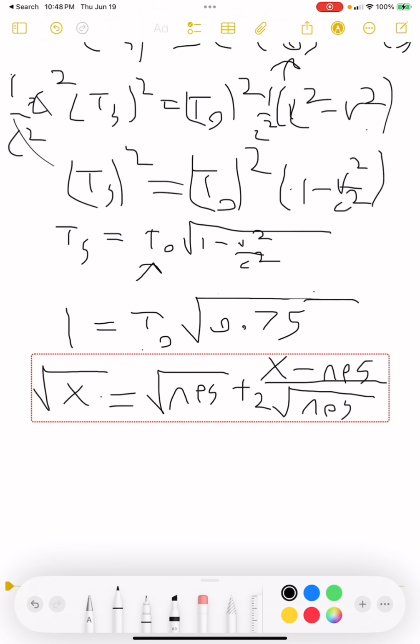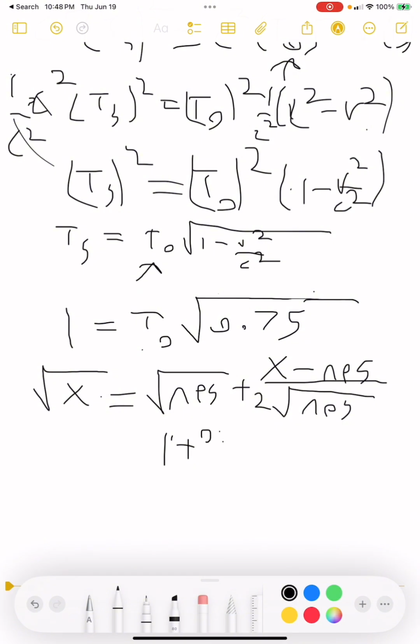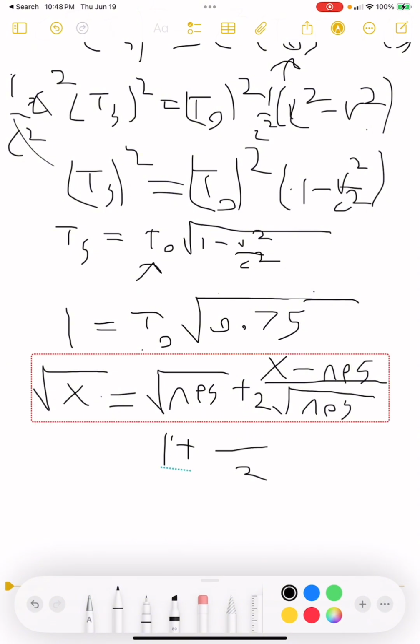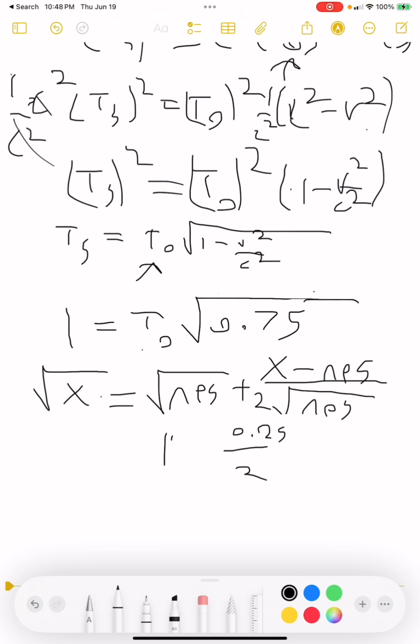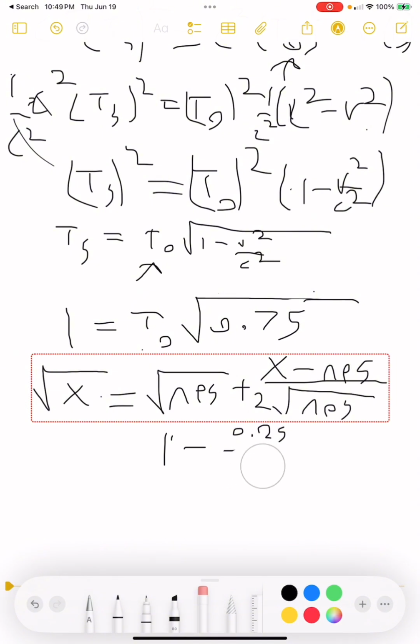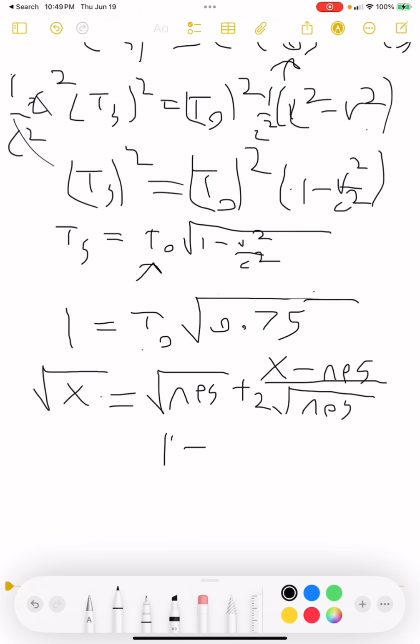So we get the square root of 1, which is 1. We add 0.75 minus 1 over 2 times 1, which is 2. This will be minus 0.25 over 2, which is minus 0.125.